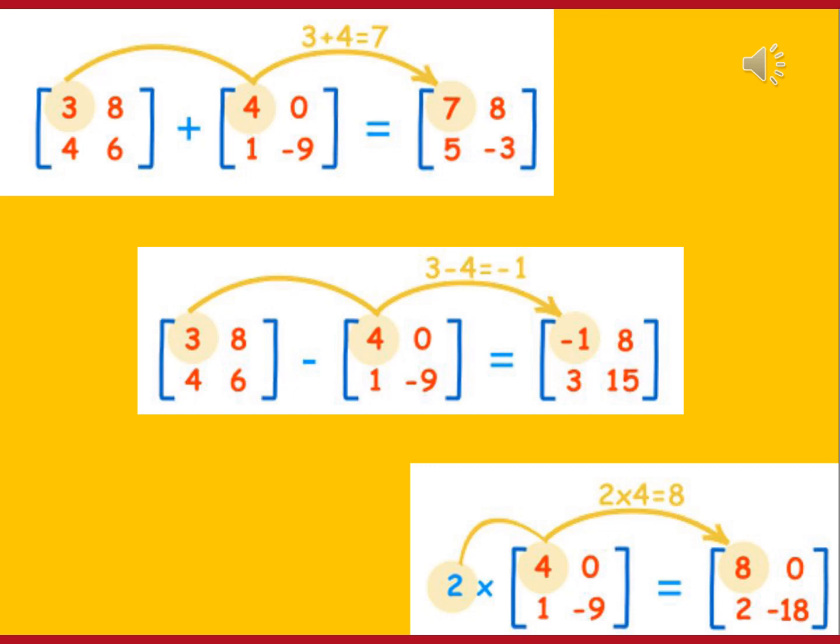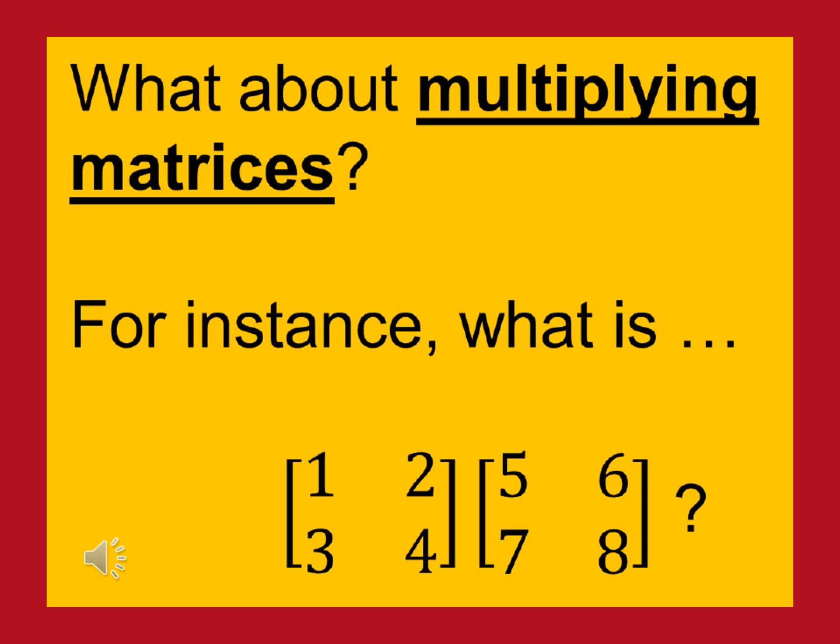And finally, we learned what we called scalar multiplication. That was a lot like the distributive property. You just took a number and you multiplied everything in the matrix by that number. The next obvious question is what happens when you multiply matrices? I've got a couple of 2 by 2 matrices here, and you might think for a minute, what would be the answer if you multiplied them?